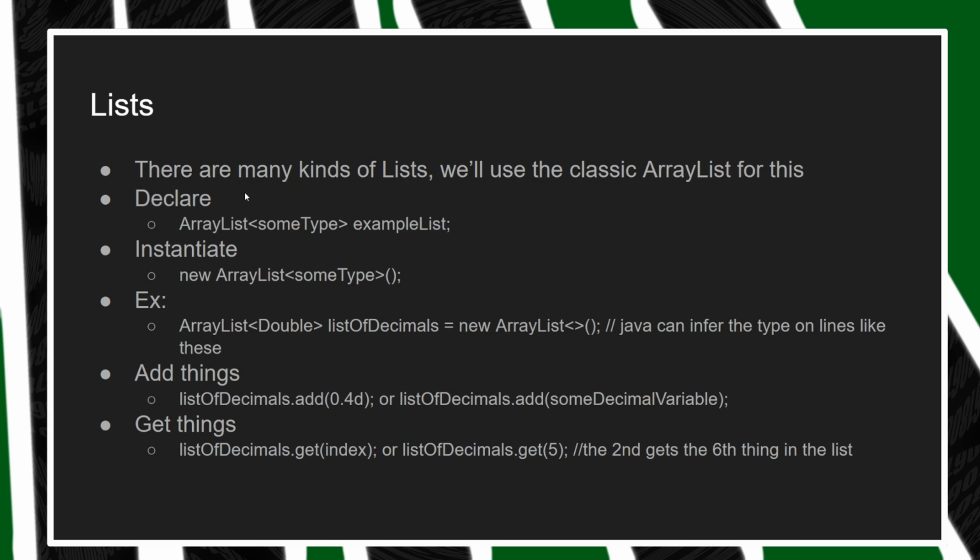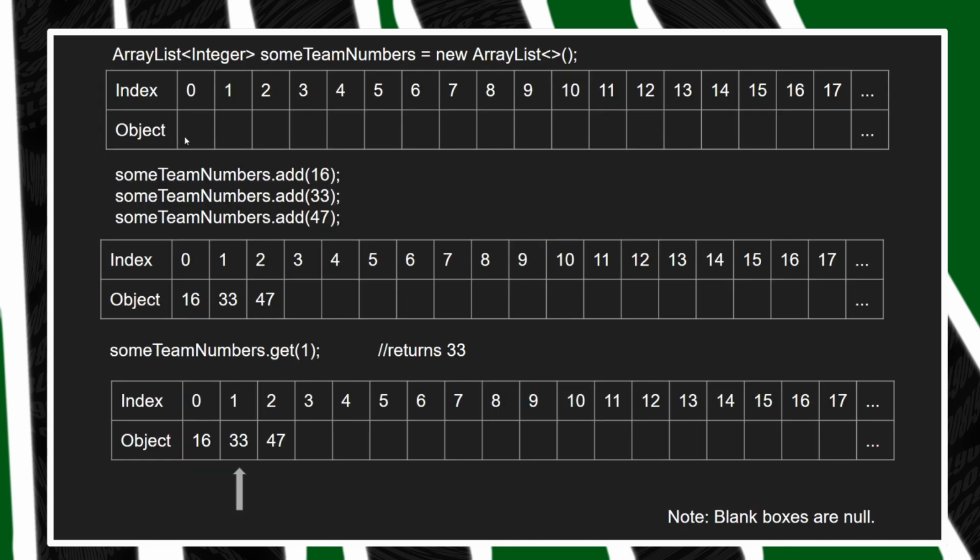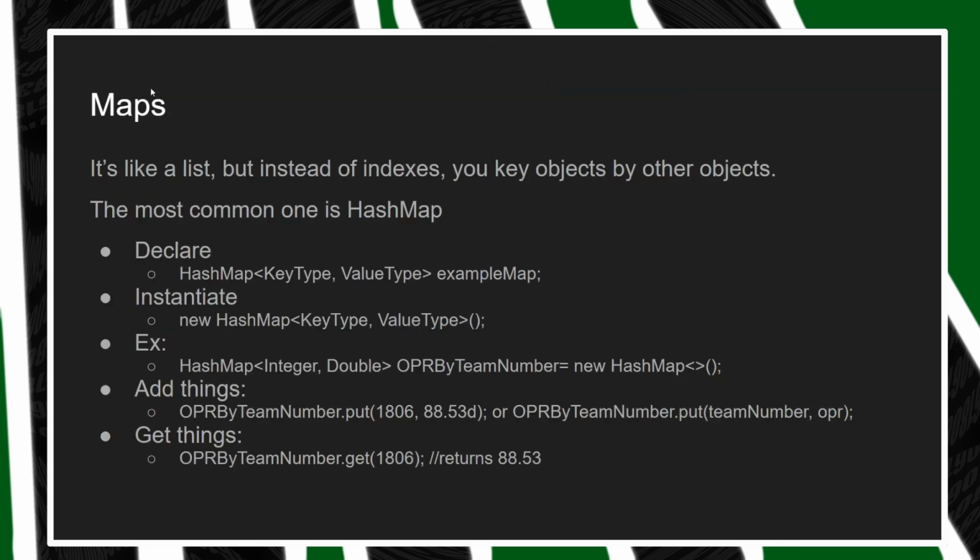So there are many kinds of lists. We're going to use the classic array list, which is really what I was just talking about. In Java, I'm not sure how the underlying methods work for an array list object, but in C++ it basically ends up being like this, where these are just offsets to memory addresses from some base.